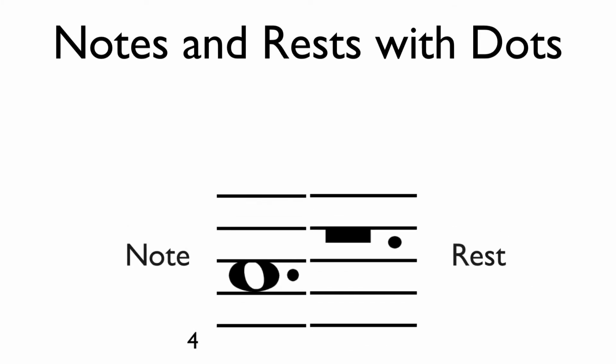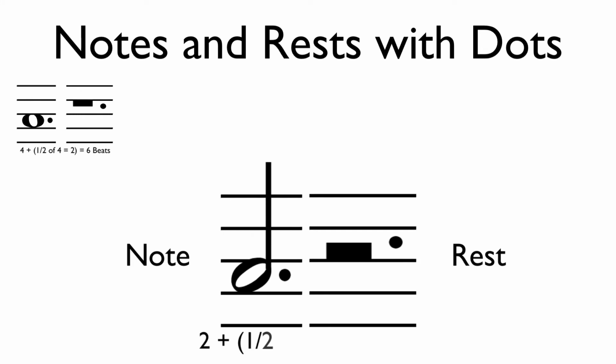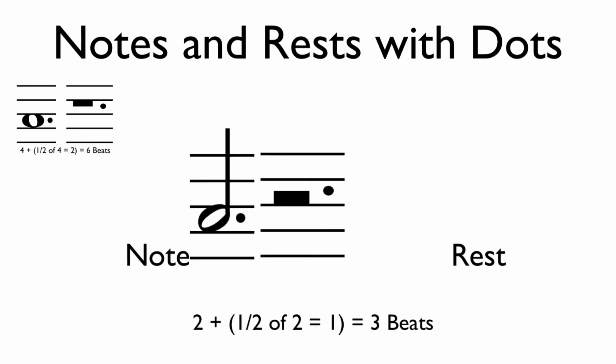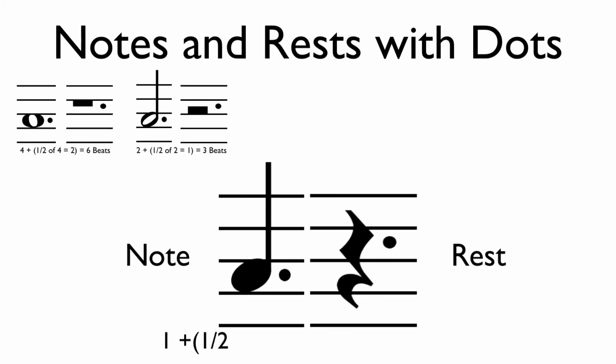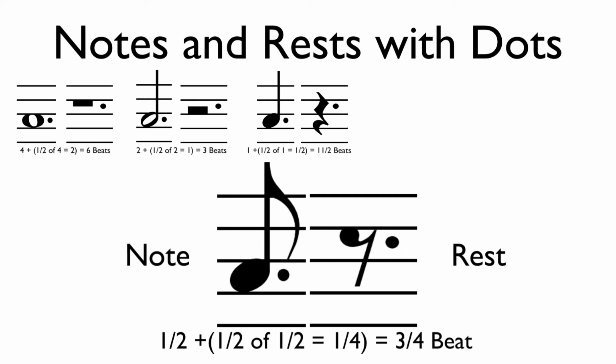Let's look at all of the notes with dots. Dotted whole note: 4 plus half of 4, 2, equals 4 plus 2, 6 beats. A dotted half note: 2 plus half of 2 equals 1, 2 plus 1 equals 3 beats. Dotted quarter note: 1 plus half of 1 equals 1 plus half equals 1.5 beats. Dotted eighth note: half plus half of a half equals a quarter. Half plus a quarter equals 3/4 of a beat.